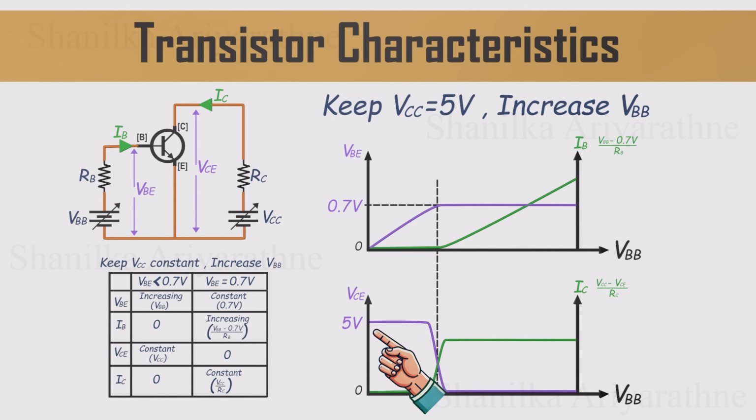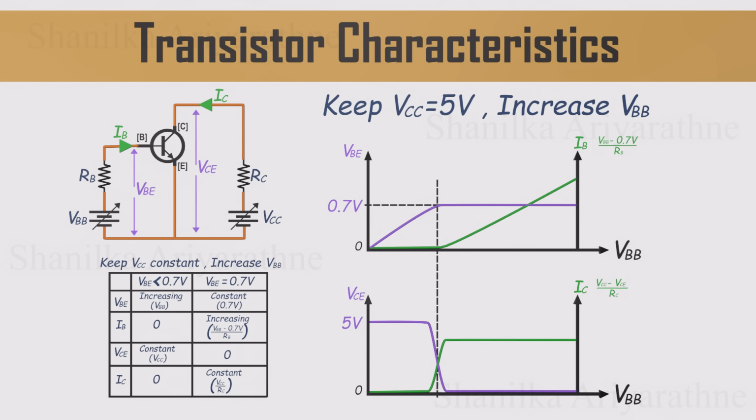Meanwhile, VCE stays close to the full supply voltage, 5 volts, while the transistor is off. It acts like an open switch. But once VBE hits 0.7 volts, VCE drops sharply, down near 0 volts, just like a closed switch. And finally, IC, the collector current, stays at 0 until the transistor turns on. Once VBE reaches that threshold, the IC begins to flow. At that point, you can calculate the collector current using Ohm's law based on the collector resistor and supply voltage.